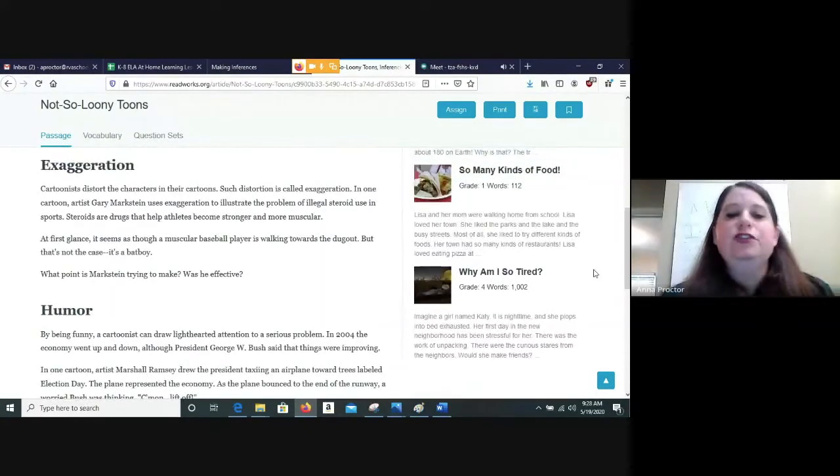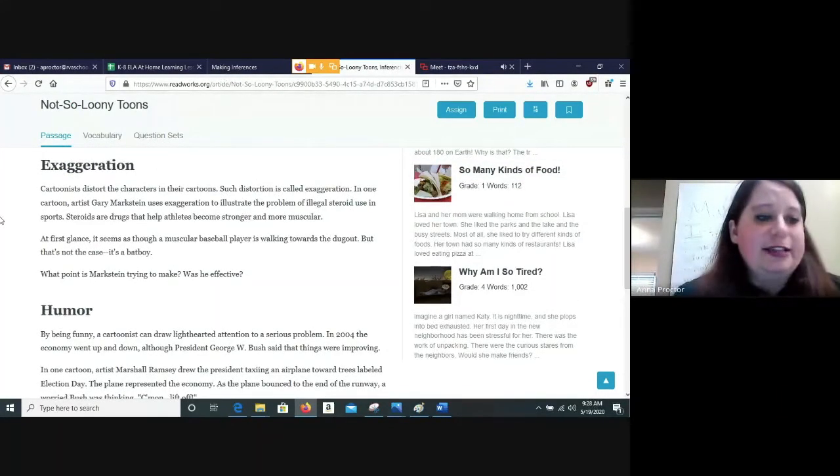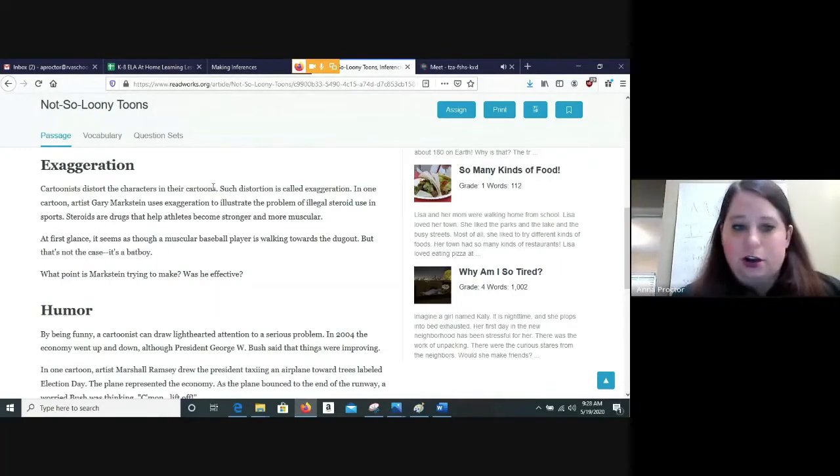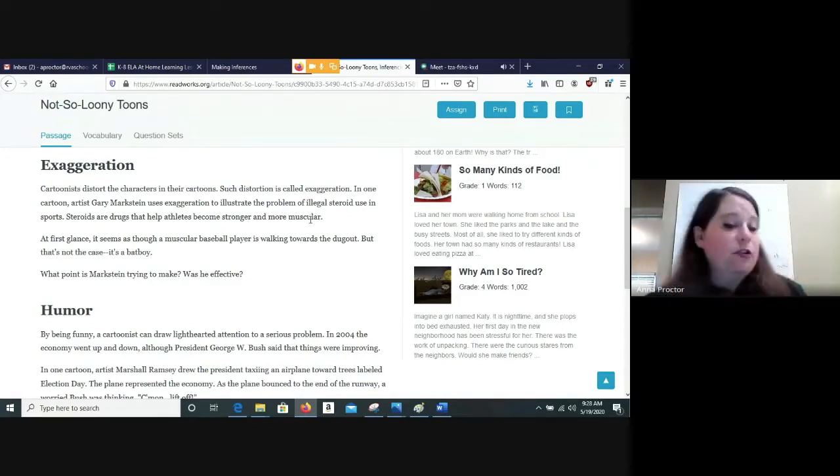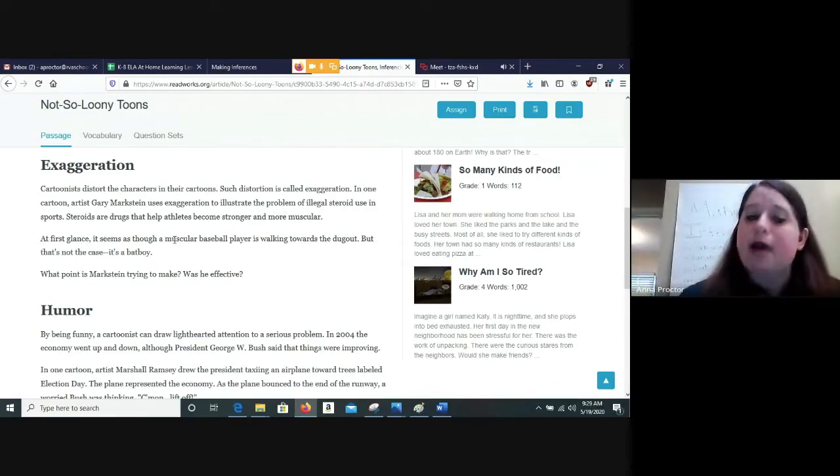So if you look under the subheading exaggeration, it says, cartoonists distort the characters in their cartoons. Such distortion is called exaggeration. And one cartoon artist, Gary Markstein, uses exaggeration to illustrate the problem of illegal steroid use. It's not legal, it's not allowed in sports. Steroids are drugs that help athletes become stronger and more muscular, and they are not allowed in sports. At first glance, it seems as though a muscular baseball player is walking towards a dugout. But that's not the case. It's actually a bat boy.